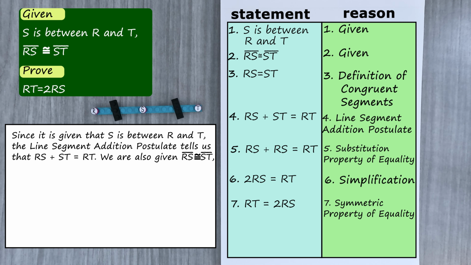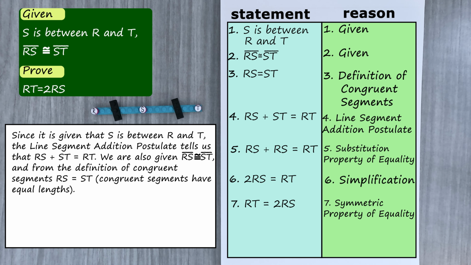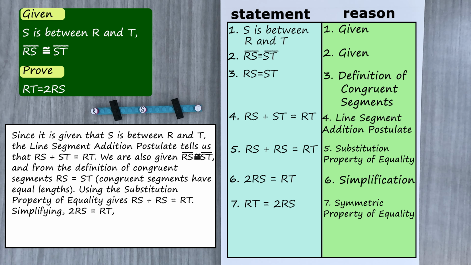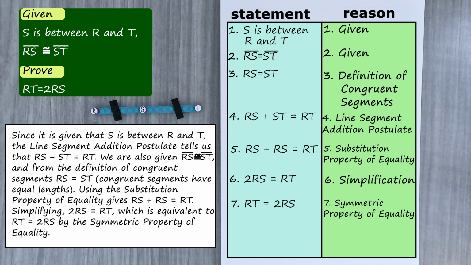We're also given that line segment RS is congruent to line segment ST, and from the definition of congruent segments, RS equals ST. Using the substitution property of equality gives that the length of RS plus the length of RS equals the length of RT. Simplifying, 2 times the length of RS equals the length of RT, which is equivalent to the length of RT equals 2 times the length of RS by the symmetric property of equality.